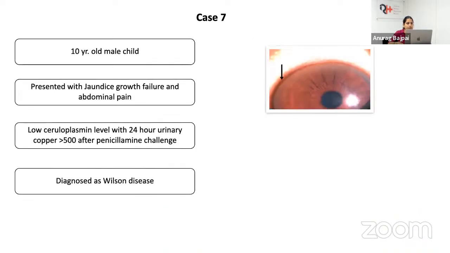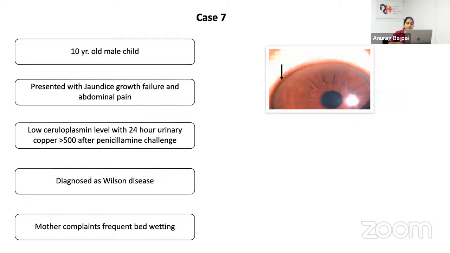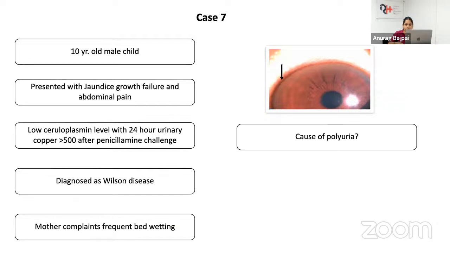It's 26. Okay. So the last case, we have this 10-year-old male child who presented with jaundice, growth failure, and abdominal pain. Definitely low ceruloplasmin, and the 24-hour urinary copper challenge was more than 500 after the penicillamine challenge. And he was diagnosed as Wilson disease. Okay. Now the mother complains he has frequent bedwetting. So what is the cause of polyuria in this case? I think it's very clear here.